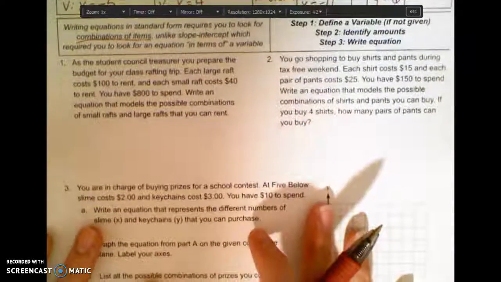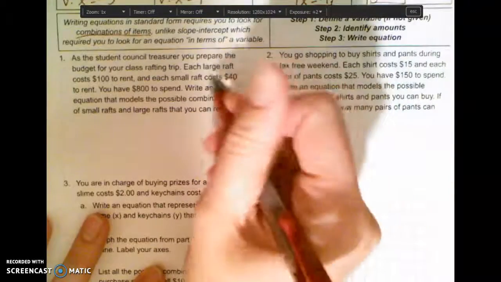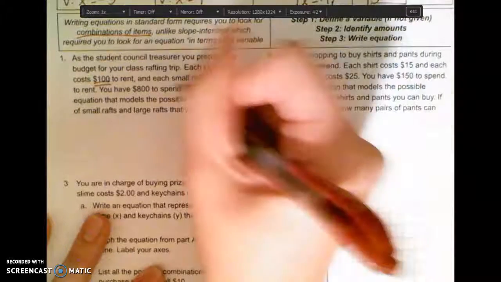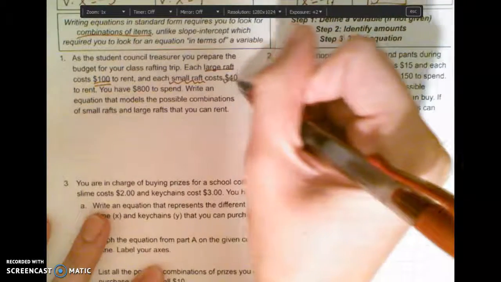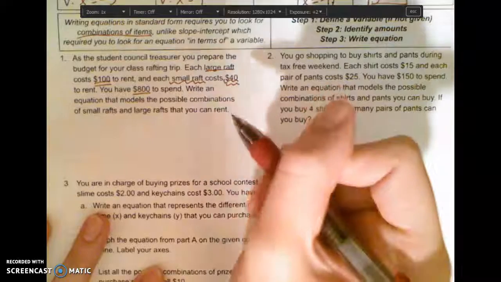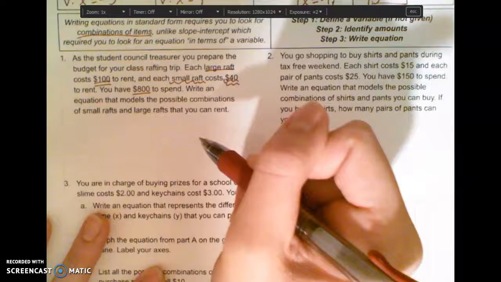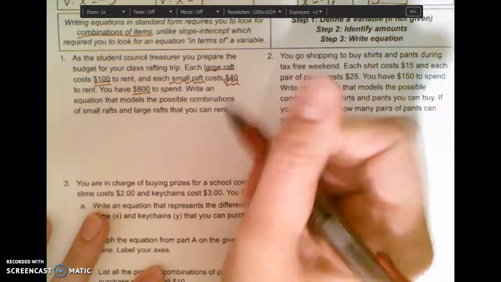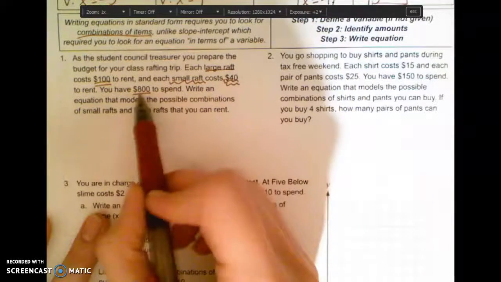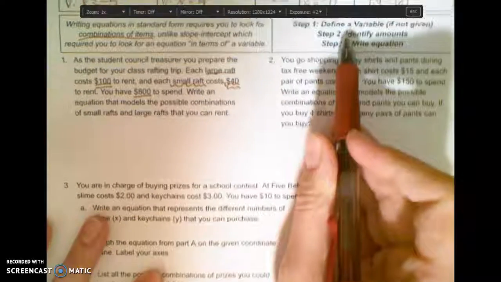As the student council treasurer, you prepare the budget for your class rafting trip. Each large raft costs $100 to rent, and each small raft costs $40 to rent. You have $800 to spend. Write an equation that models the possible combinations of small rafts and large rafts that you can rent. So I know large rafts are $100. I know small rafts are $40. My total is $800.